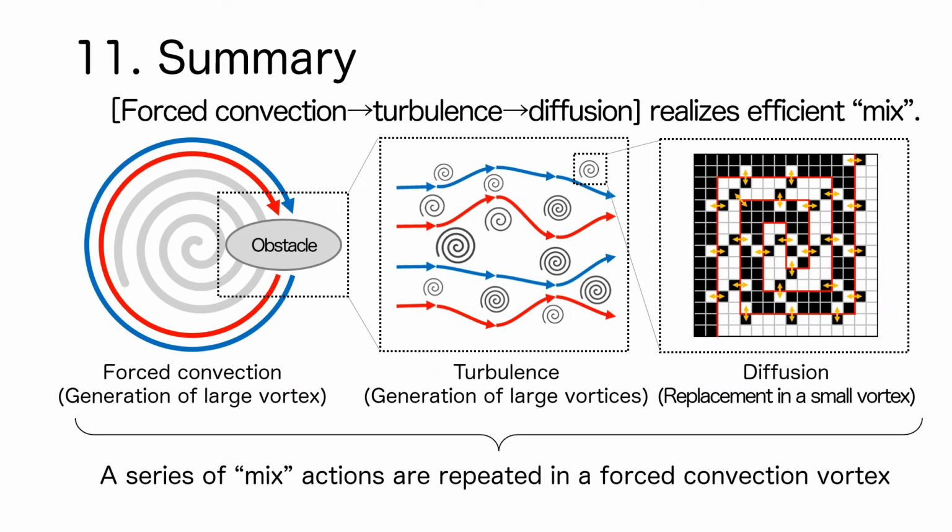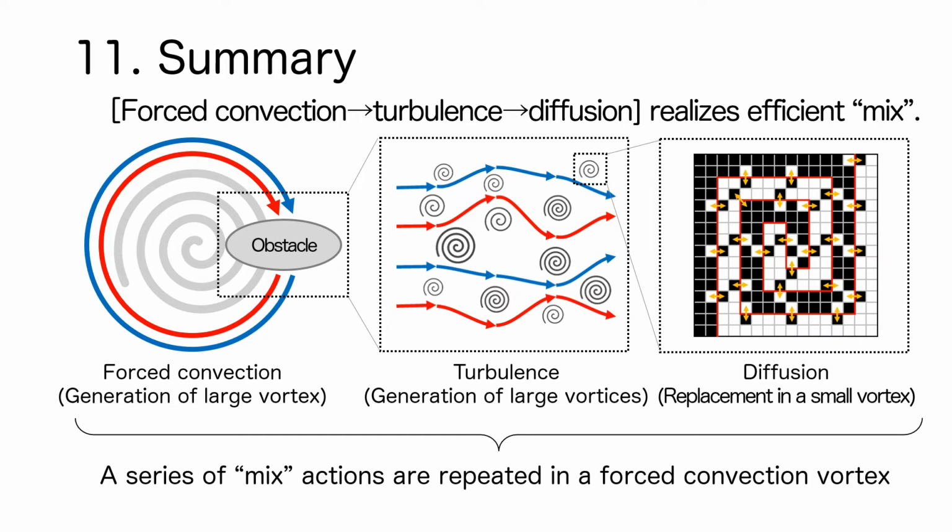In this video, we explained the principle of mixing. It explained that mixing requires forced convection to stretch the boundary surfaces of different elements, the generation of turbulence that turns the flow of forced convection into a flow of easily mixable conditions, and the action of diffusion, which is the replacement of elements in vortices of various sizes in the turbulence. As a large vortex of forced convection, this series of actions can be repeated to achieve efficient mix.